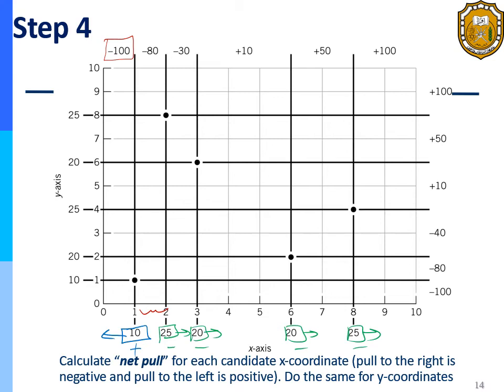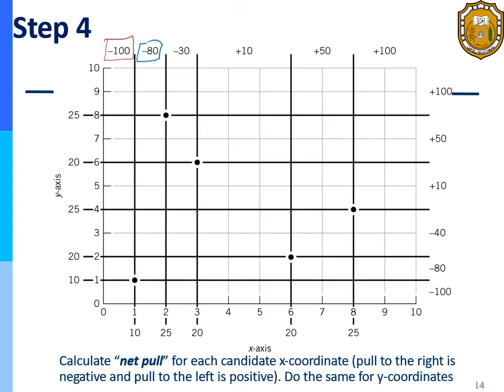Then just add up these values. 25 plus 20 plus 20 plus 25, which makes 90, but it is minus 90, negative 90. And this one is plus 10. Minus 90 plus 10 makes minus 80. So this minus 80 is calculated in this way. Let's continue. We need to find all these net pull values for each of the columns.